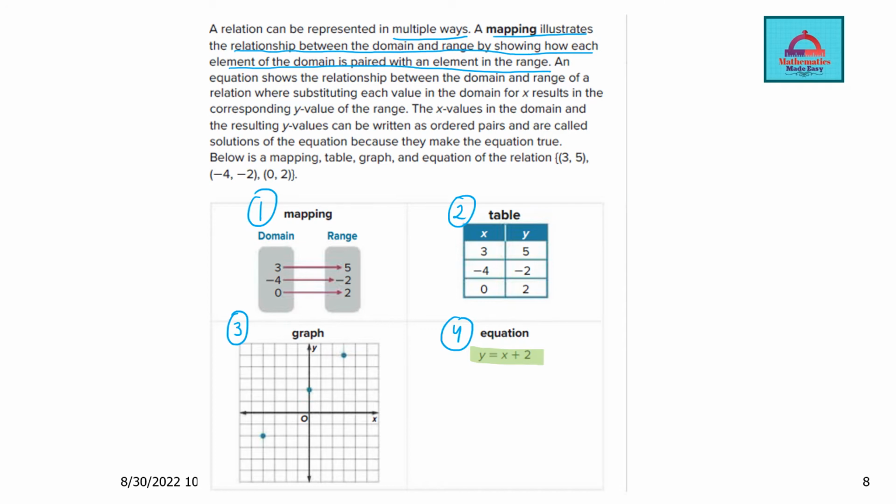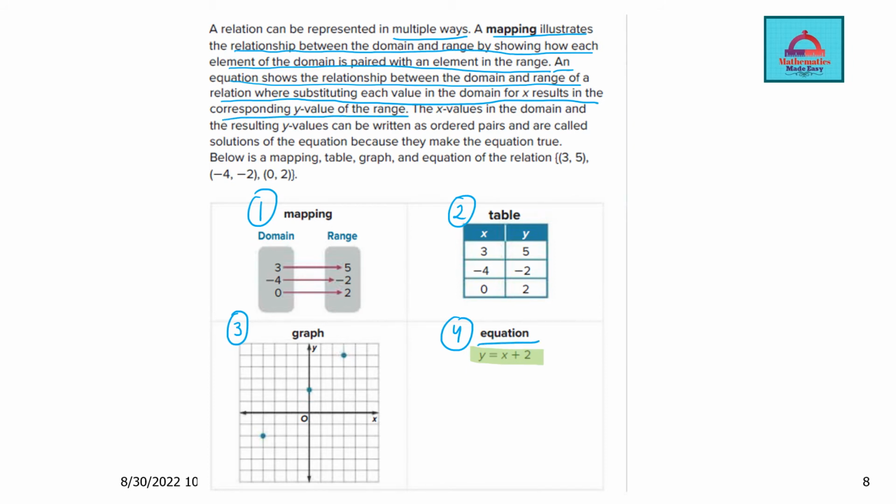So this mapping is this drawing that we are doing from domain to range. It is showing how each element of the domain is going to each element of the range. Then the next one, equation. It shows the relationship between the domain and range of a relation, where substituting each value in the domain results in the corresponding y value of the range. So this is the equation.